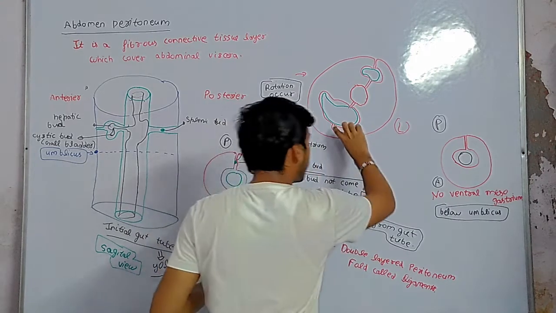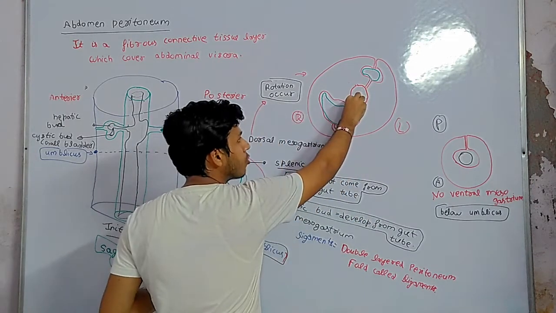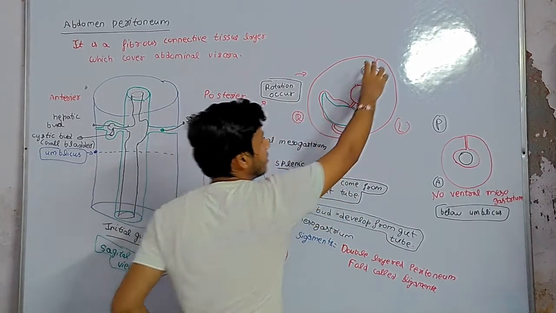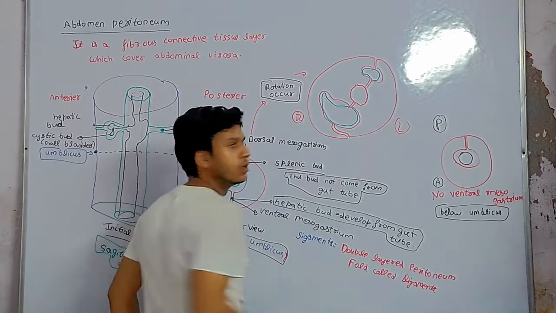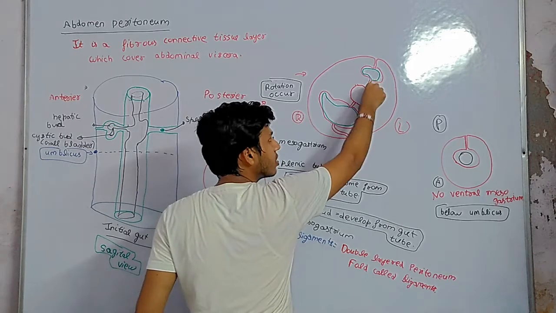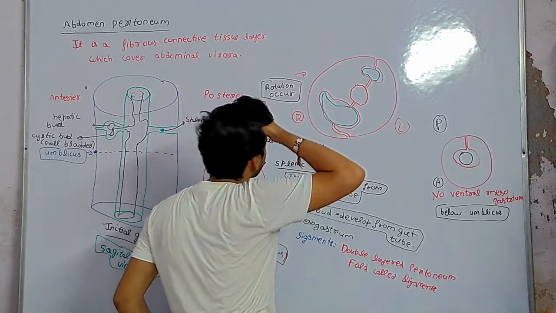So this is the anterior part of the ventral mesogastrium. This is the posterior part of the ventral mesogastrium. This is the whole dorsal mesogastrium. This is again divided into two parts: anterior part of dorsal mesogastrium, posterior part of dorsal mesogastrium.